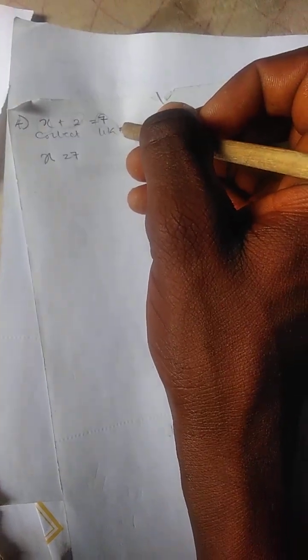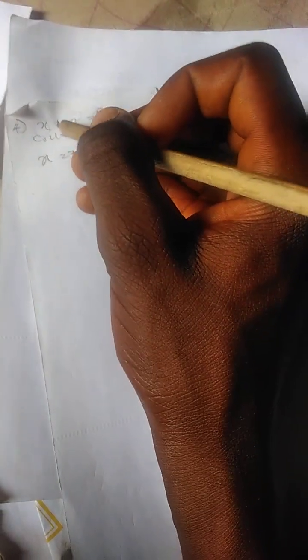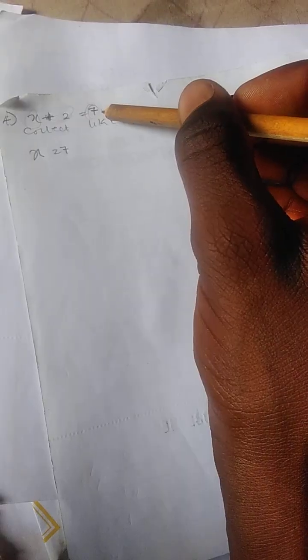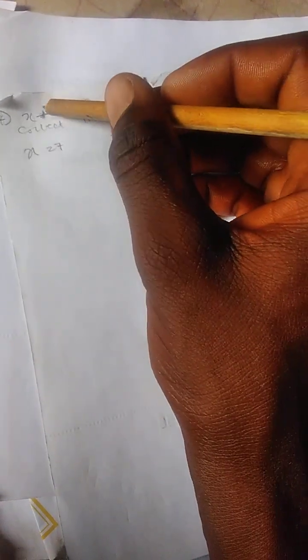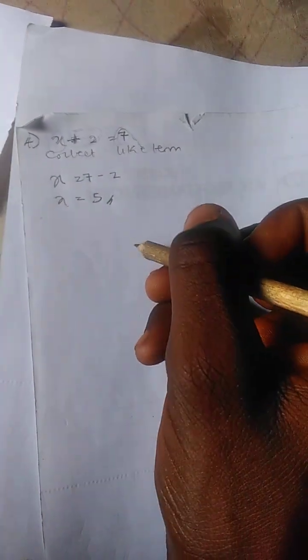And now this 2 here, which is a number, is going to meet its fellow number on the other side. When it crosses, since it has a positive sign here, whenever any sign crosses the equals sign, it changes. If this is a minus, it's going to change to plus. So since this is a plus, it's going to change to minus. Now minus 2, we have x is equal to 5 as my final answer.